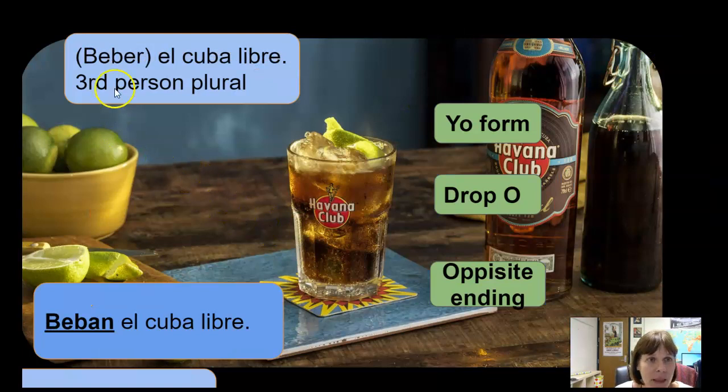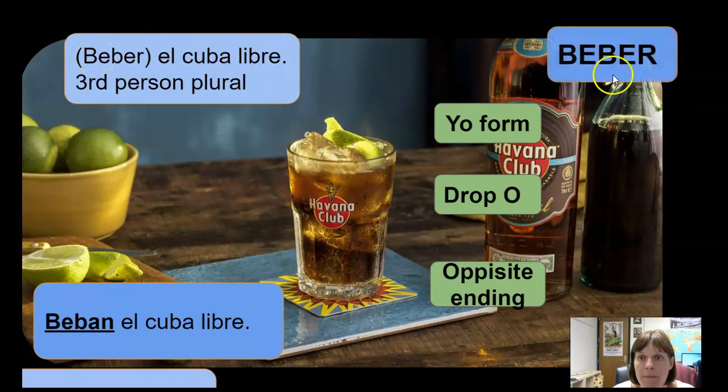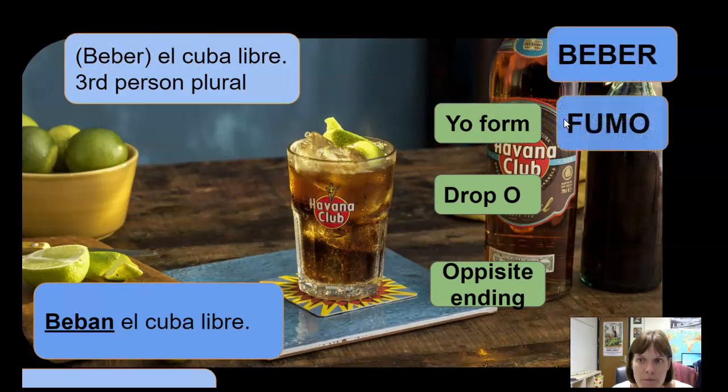Okay. Beber el cuba libre. So what I want you to do, I'm going to put third person plural if I want you to make it plural. So our verb is beber, which means to drink. Beber in the yo form is bebo.